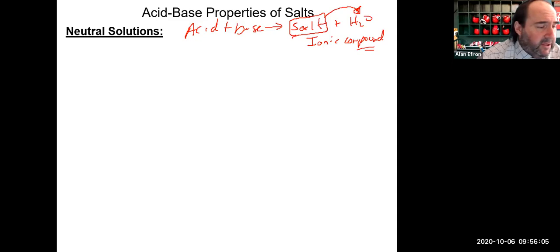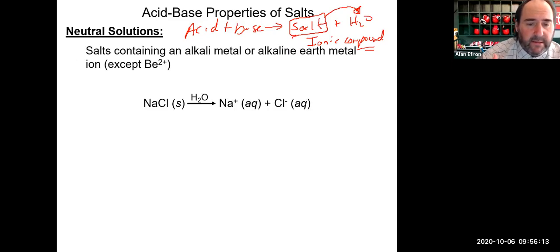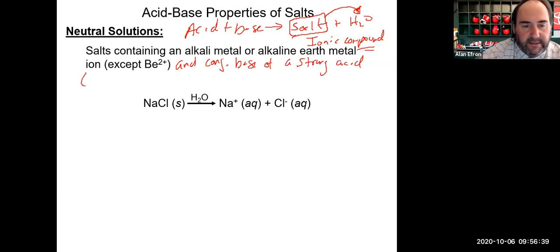There are certain salts, though, that are considered neutral salts. Neutral salts are really salts that contain an alkali metal or an alkaline earth metal, except for beryllium, and the conjugate base of a strong acid. So I'll add that in there. And the conjugate base of a strong acid, like Cl minus, Br minus, NO3 minus.